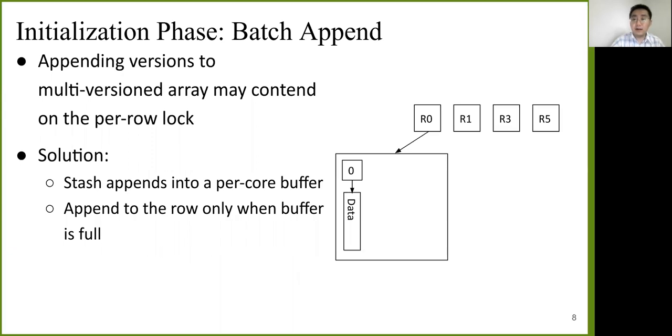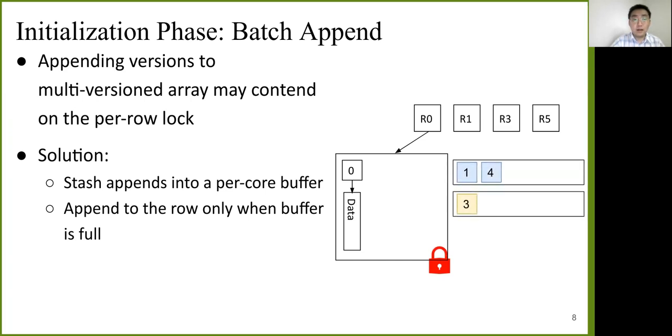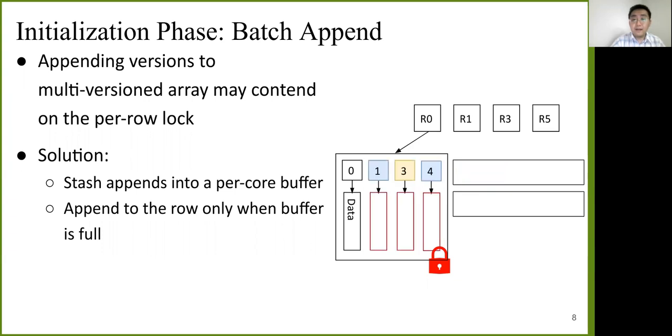In a shared memory architecture, both these phases can be affected by contention. In the initialization phase, because we're appending versions concurrently, we may contend on the per row lock. However, we notice that in the initialization phase, appending version is a commutative operation. So our solution to this is to stash the append into a per core buffer. We only append to the row when the buffer is full or at the end of the initialization phase. This optimization significantly reduces lock acquisition.